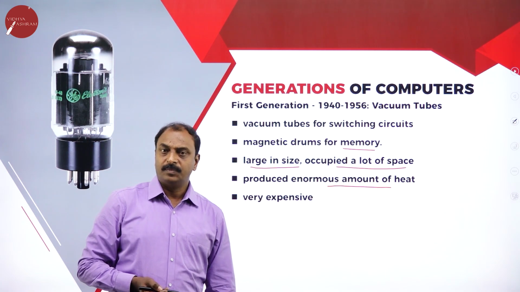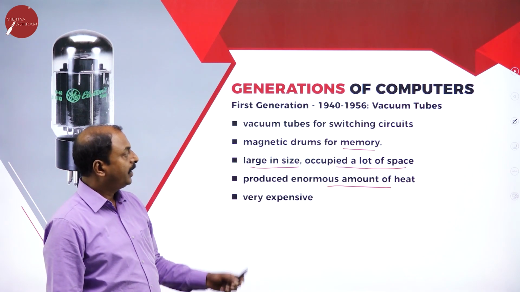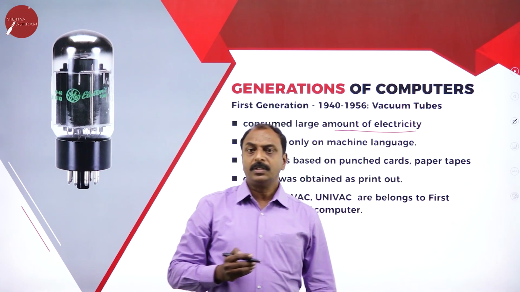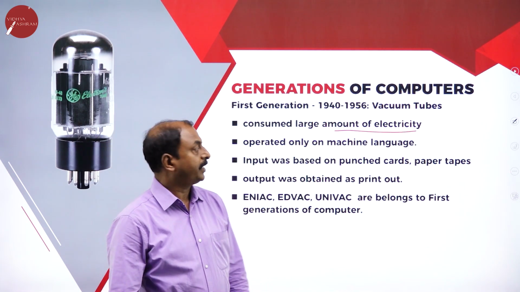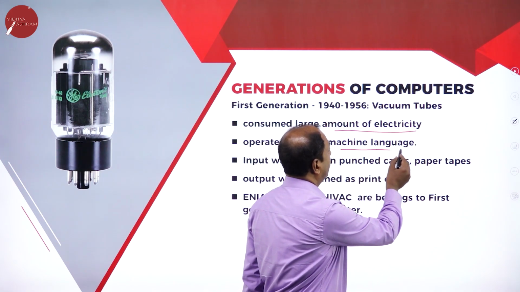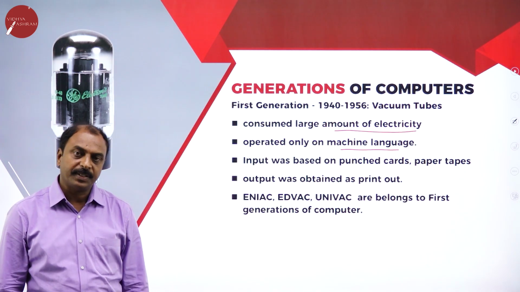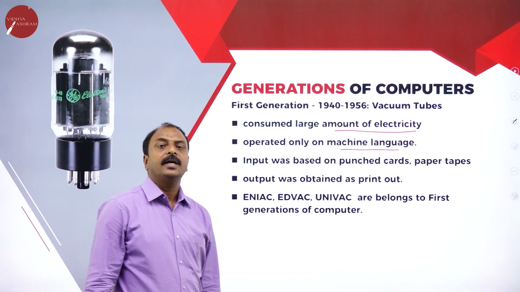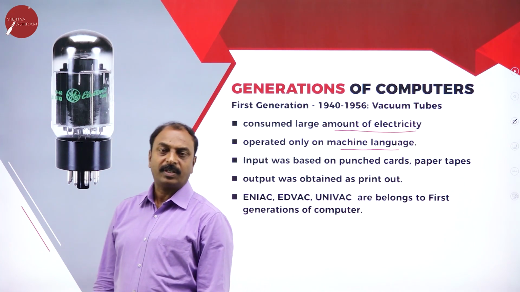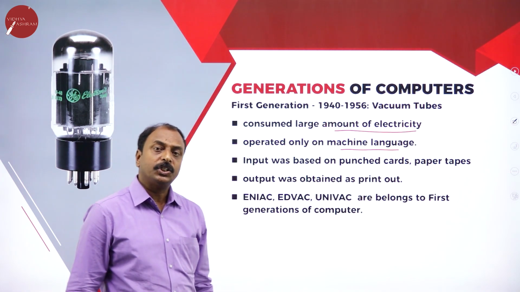And the first generation of computers were very expensive, and they consumed a lot of electricity because they were using thousands of electric valves, and they were operated only on machine level languages. In computers, there are 3 different levels of languages. One is machine level language, assembly level language, and high level language. In the first generation of computers, they were using machine level language for instructions.